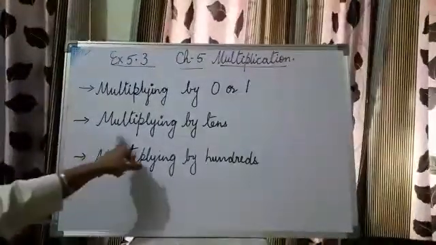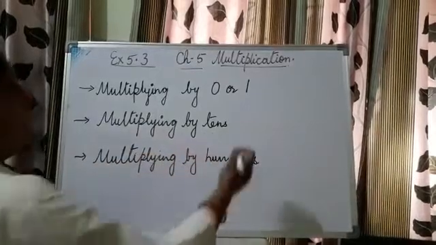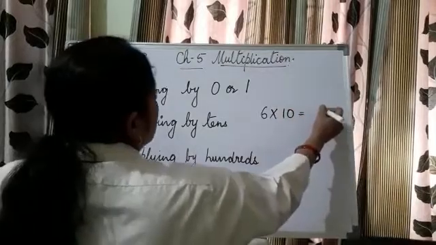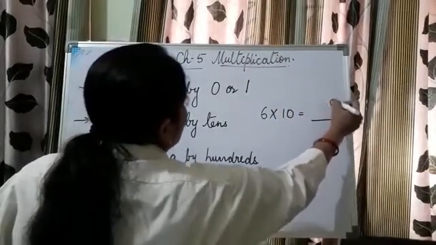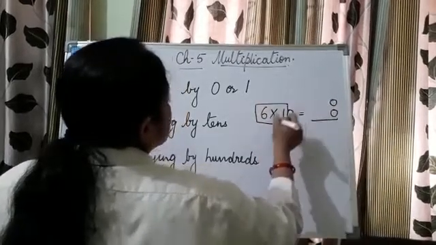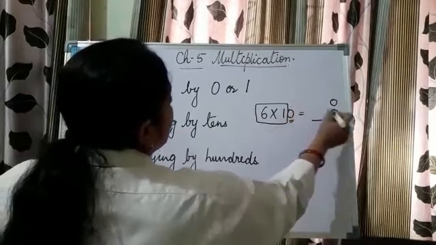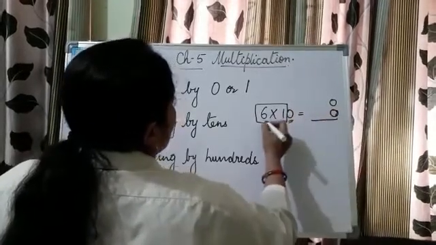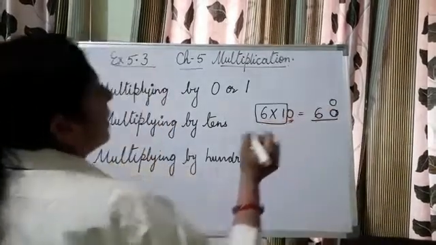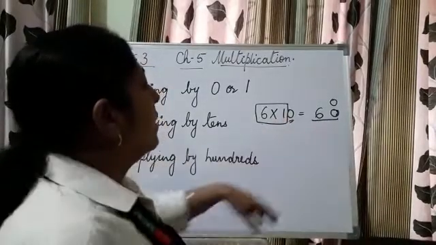The next rule or the next fact is multiplying by tens. When any number is multiplied with 10, in the ones place you get 0 and the rest of the digits are multiplied with each other. Say we have taken the 0 in the ones place and the rest of the digits, that is 6 multiplied with 1, becomes 6. That means your product becomes 60.